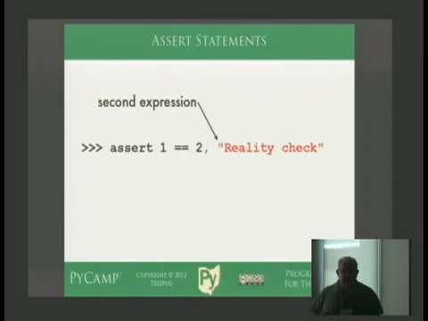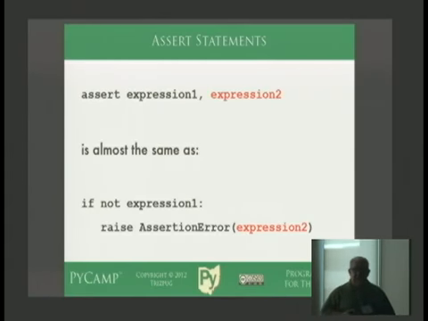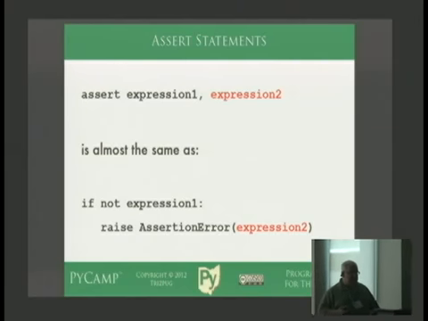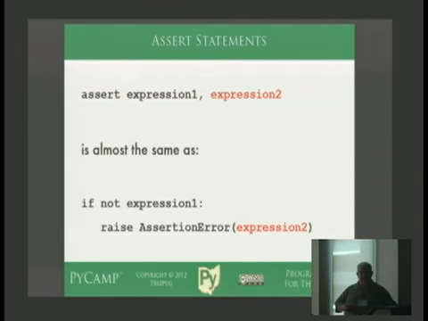A second expression there. We have the assert keyword, and then we have an expression that's evaluated for its Boolean value. And then that's followed by a second expression that will be used to instantiate the assertion error. That's usually the argument to instantiating an exception, the message used by the exception. In this case, we're going to say it's the string "reality check". So an assert statement with two expressions is almost the same as evaluating the first expression, and if it's false, raising the assertion error with the second expression as the message.